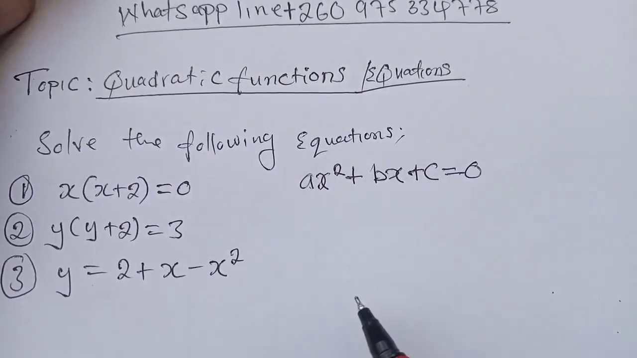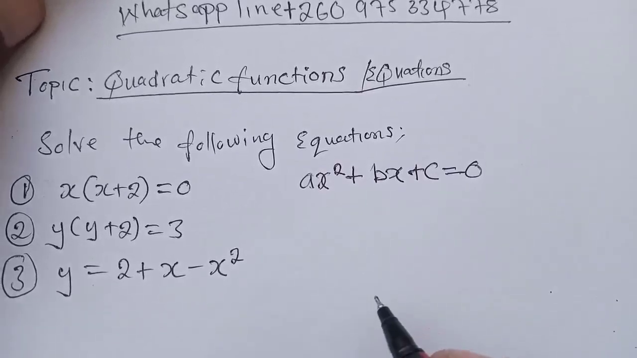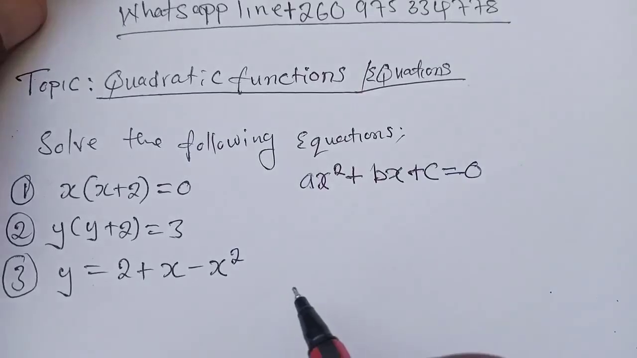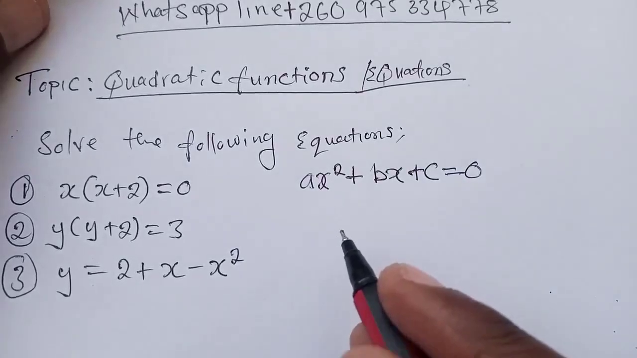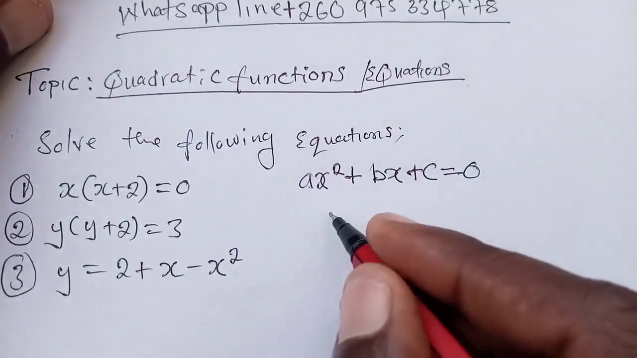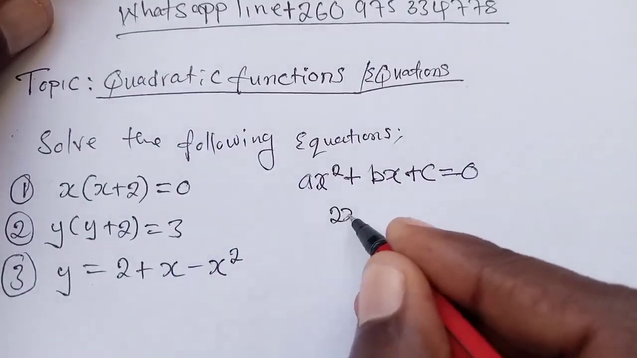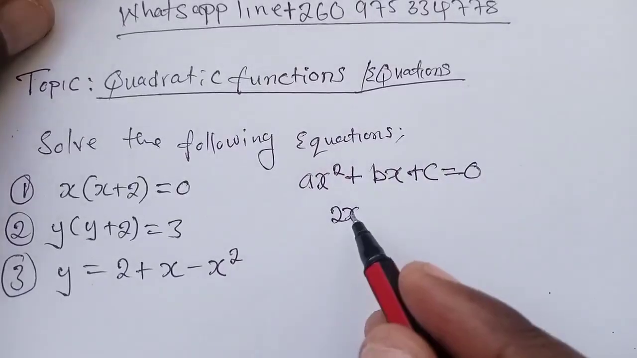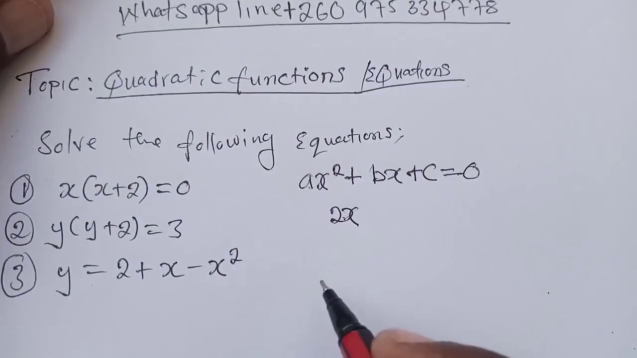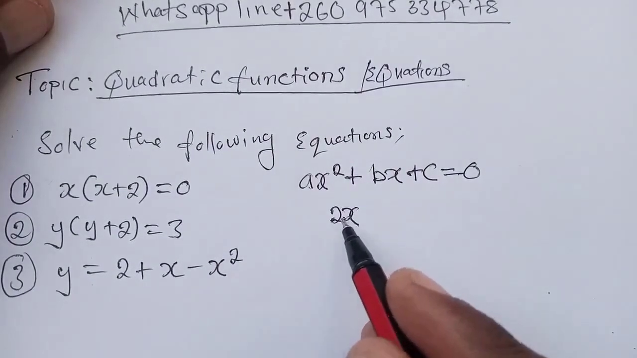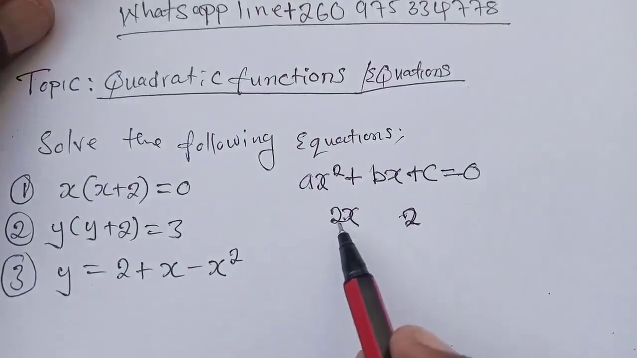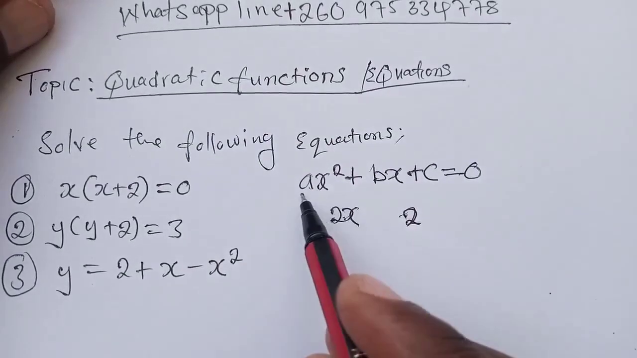So what is a coefficient? You might be asking yourself what a coefficient is. A coefficient is a number that is attached to a letter. For example, if we say 2x, the coefficient of x is a number attached to x, which means the coefficient of x is 2.